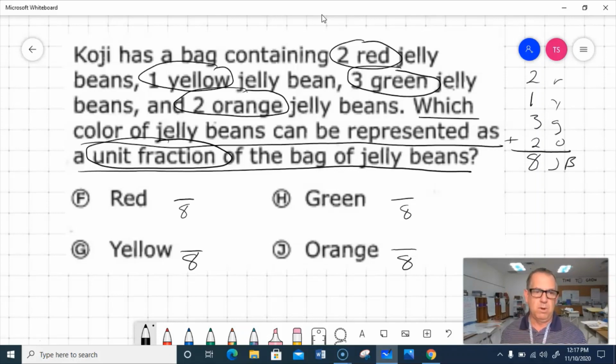What is the numerator for answer choice F? Yes, the numerator is going to be 2 because there's 2 red. So 2/8 of the jelly beans are red. What's the numerator for the yellow? Yes, that's correct. It says there is 1 yellow, so my numerator would be 1. 1 of the 8 jelly beans is yellow. What is the numerator for the answer choice H? Yes, that's correct. It's 3 because there's 3 green. So there's 3/8 of the jelly beans are green. And what's the numerator for answer choice J? Yes, the numerator is going to be 2 because 2 are orange and 2/8 of the jelly beans are orange. So out of these, red, yellow, green, or orange, which one represents a unit fraction? Yes, that's correct. Yellow is going to represent a unit fraction.